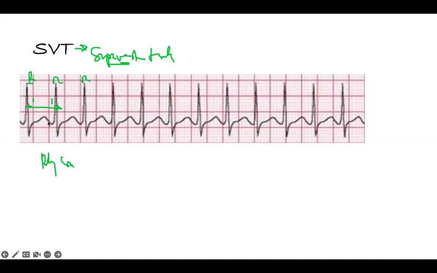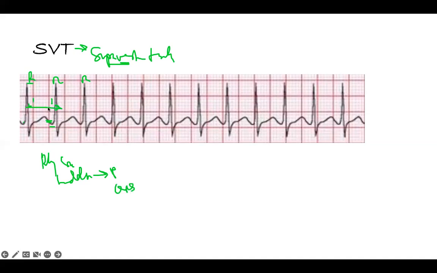I look for my P, I can't see it well. Most of them may be hidden because it's too fast. You see the T wave, I can see. These are the key things, if they want you to describe it, there are no visible P waves. There are P waves, but they're hidden within the T wave. Your QRS is like 1, 2, 3, so it's normal. You can see your well-defined QRS. This is classic for supraventricular tachycardia.